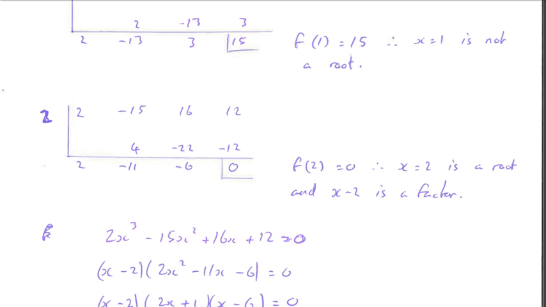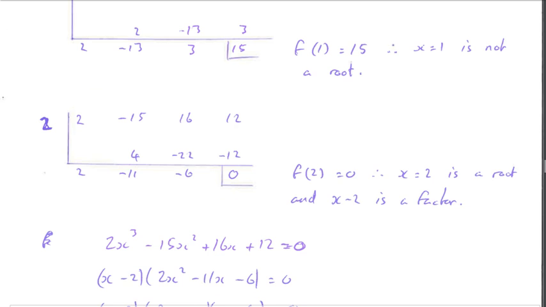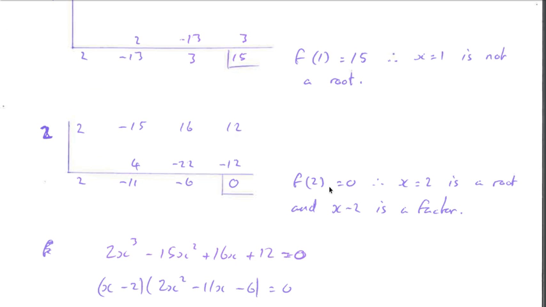Now, I didn't make too much of a point of this in previous videos, because I'd forgotten, if I'm being totally honest, but you must make this statement. You must make this statement to get a mark. If this statement is missing, you're dropping a mark. Okay, so you must make that statement. So we have f of 2 equals 0, so x minus 2 is a factor.